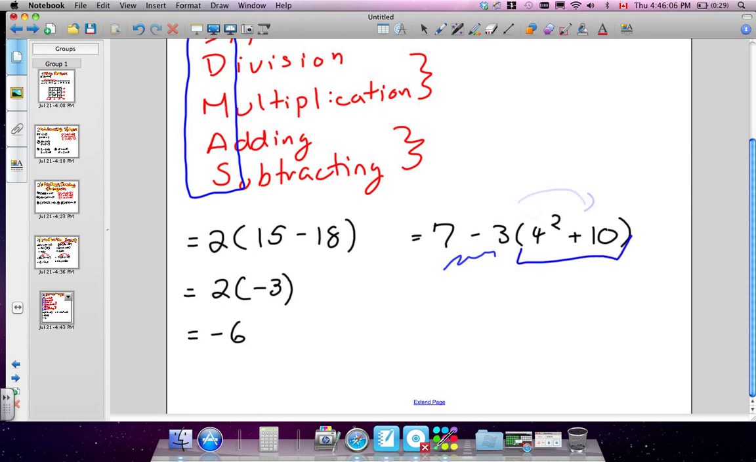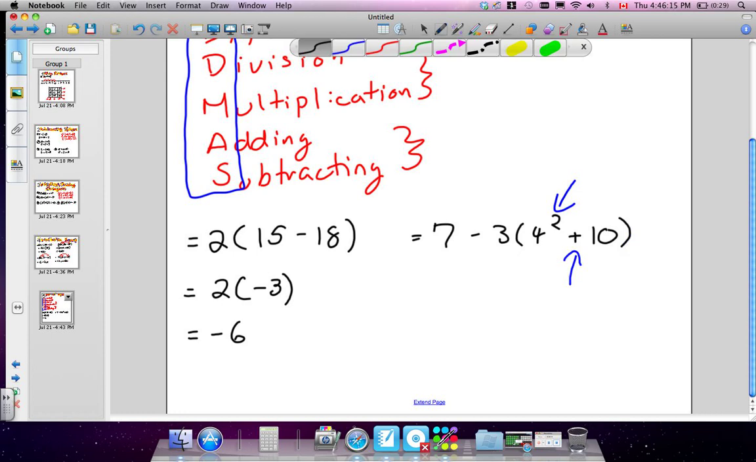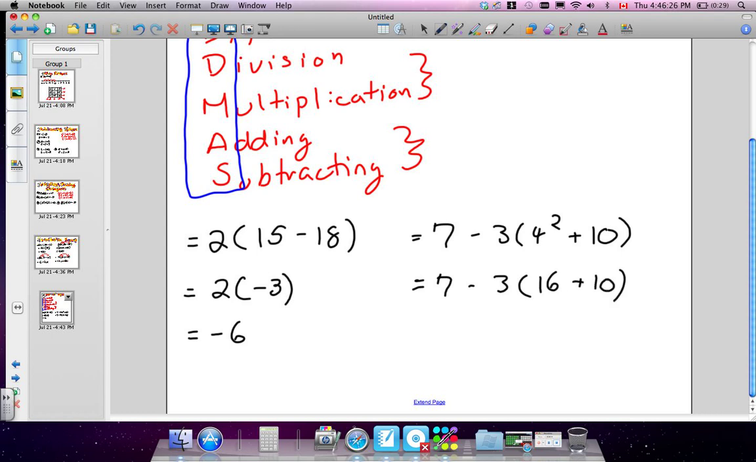But even inside the brackets, there's two things. Yeah, there's an addition question, and there's exponents. We're dealing with the exponents first. That's right. We always just repeat. If there was a bracket inside the bracket, we would do that bracket. So we have 7 minus 3 times 4 squared, you know what that is? Good, 16 plus 10. So now I'm left with a brackets part. Now that I have those brackets, I can just deal with those. So I have 7 minus 3 times 26.